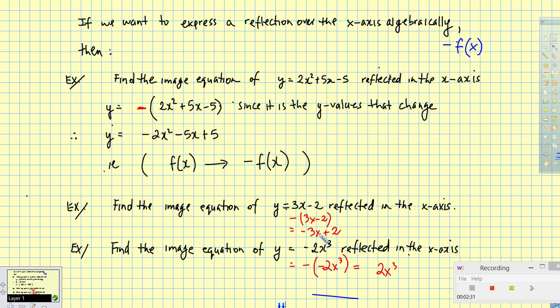So if I need to find the image equation of the next two examples here, which we can do very quickly, for y equals 3x plus 2, y is isolated for, and therefore I'm going to say y is equal to the negative of 3x plus 2, which is nothing more than negative 3x minus 2. So that is my new equation once it's gone through a reflection over the x-axis. And if I have y equals negative 2x cubed as my next example that's being reflected in the x-axis, then technically I'm saying y is equal to the negative of negative 2x cubed, which will take me to a positive.